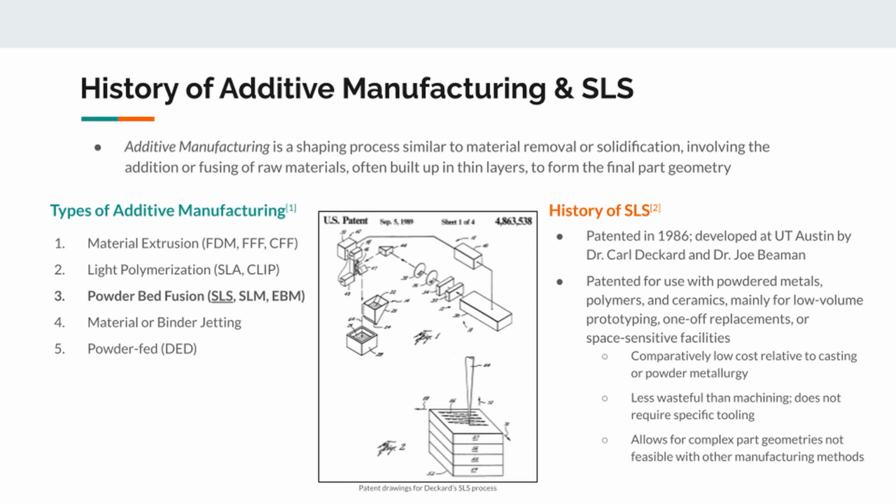They were patented for use with powdered metals, polymers, and ceramics, and were mainly for low-volume prototyping, one-off replacement, or space-sensitive facilities. They were comparatively low cost relative to casting or other powder metallurgies. They were less wasteful than machining, do not require specific tooling, and allow for complex part geometries not feasible with other manufacturing methods. The image here in the center is a U.S. patent drawing from Deckard's SLS process in 1989.